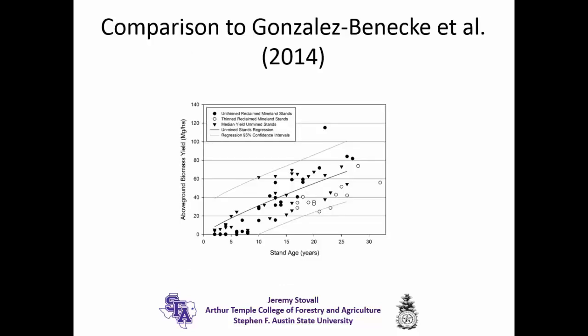When we look at total productivity on these mine lands, here's again that Gonzalez-Benecke data, and this now is above-ground biomass in megagrams per hectare, so we're looking at a whole stand scale, not a per tree scale. All the triangles are loblolly pine on non-mine land. All the circles are loblolly pine on mine land. We're well within the 95% confidence interval on almost all those points. The light circles down here have less biomass because they've been thinned, which in a stand, you have less total biomass.